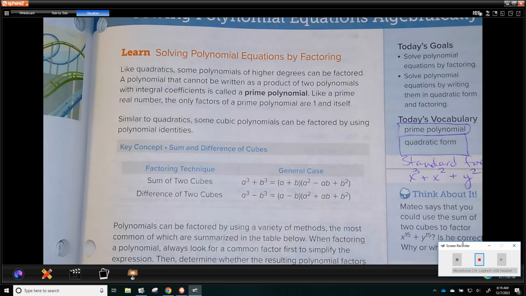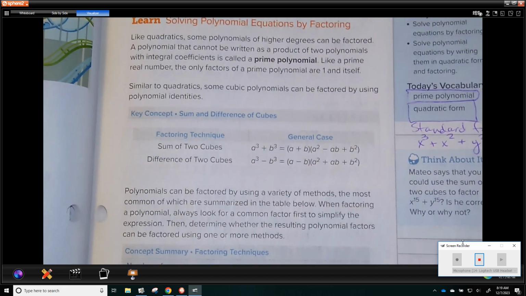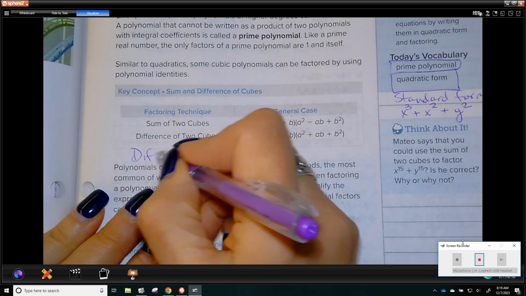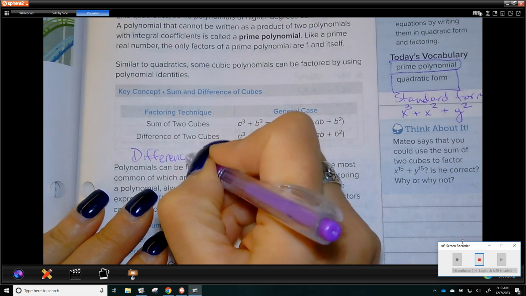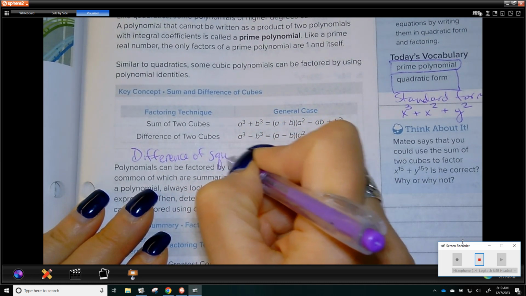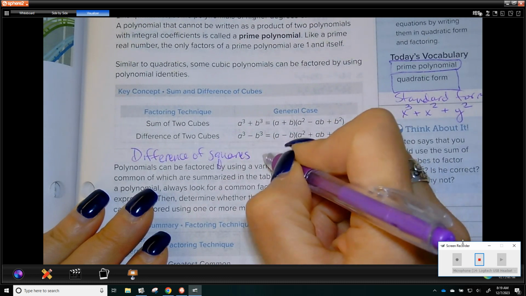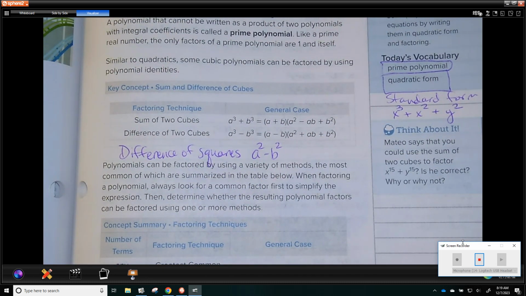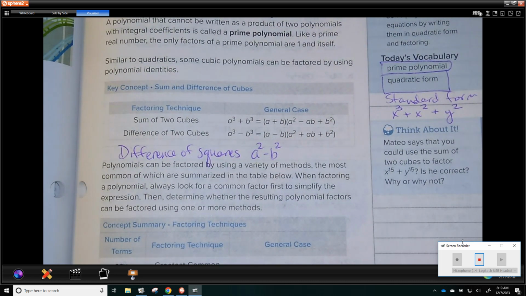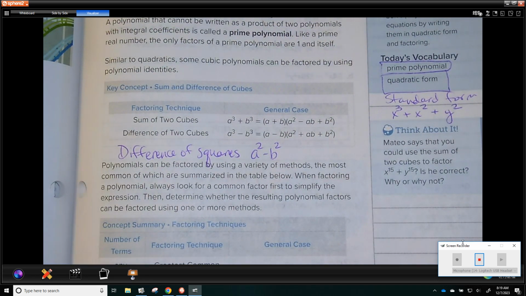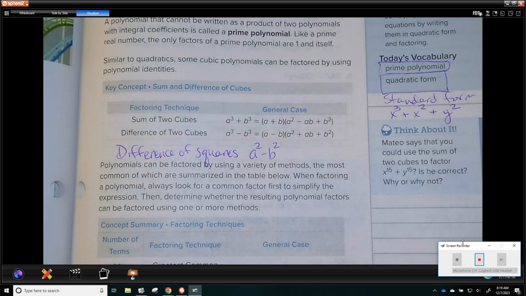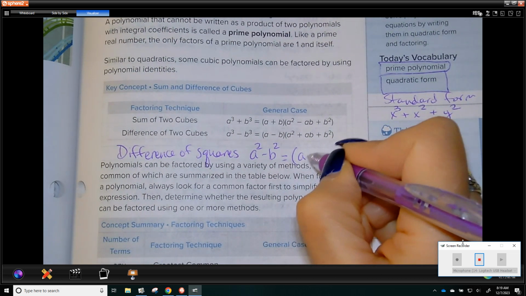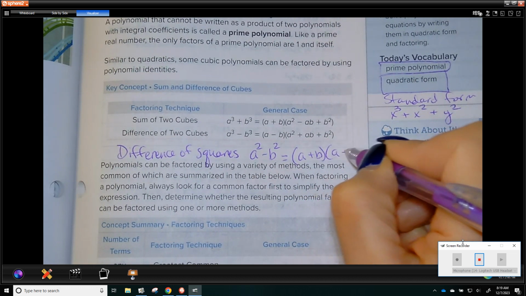So we're going to learn a new way to factor. There are two things. You have seen difference of squares, and that is when you have a squared minus b squared. Two numbers that are perfect squares or variables that are perfect squares, so that means any power of 2. That factors to a plus b and a minus b.